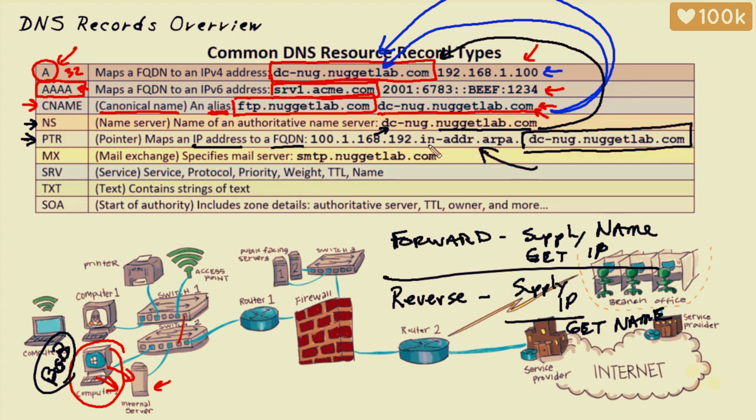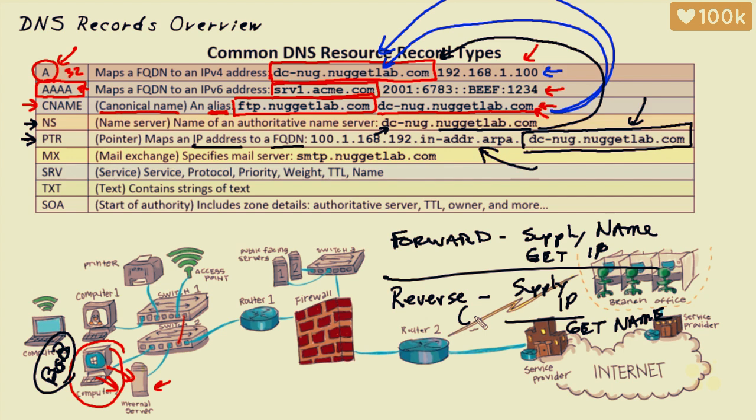So in this example, if somebody did a request for a pointer record, a reverse lookup, and said, hey, I have an IP address of 192.168.1.100, can you tell me what name is behind that? If there was an entry for dc-nug.nuggetlab.com associated with that IP address, then the name server could respond back with that fully qualified domain name that's associated with the IP address. So that's an example of a reverse lookup.